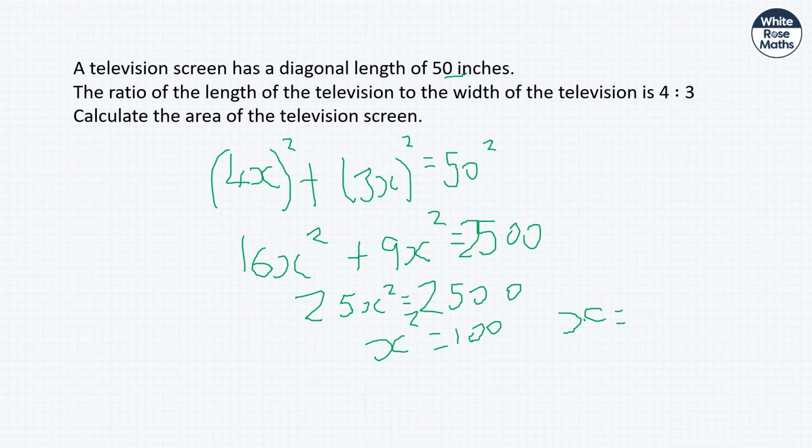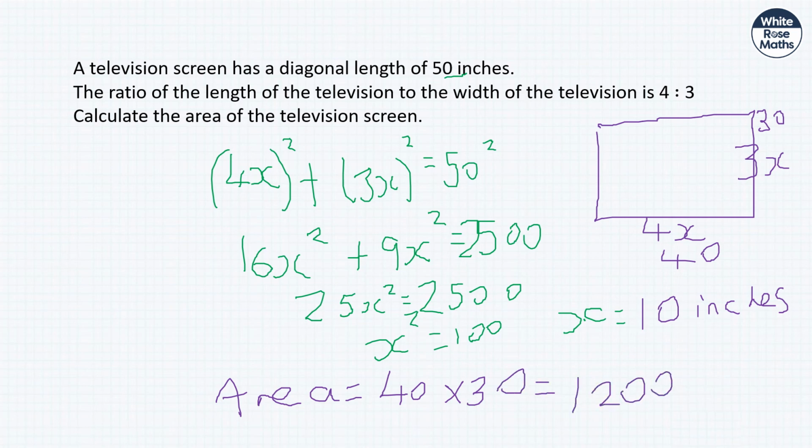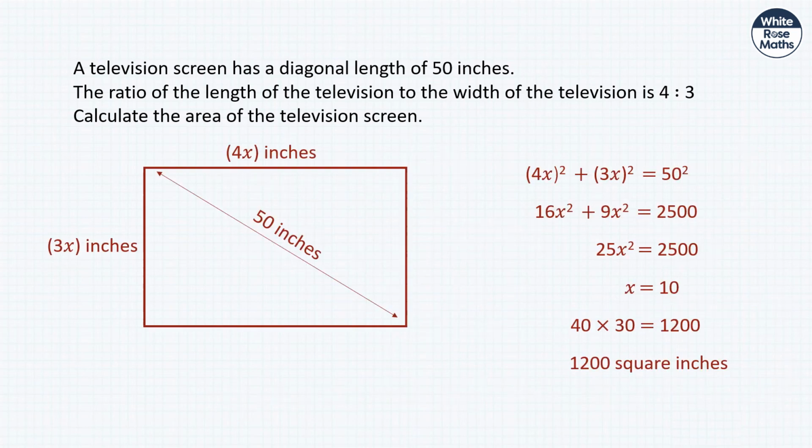So the area of the television screen is 4x and 3x, so that'll be 40 and that'll be 30. The area is length times width of a rectangle, or like a TV, you could say. So 40 times 30, which is 1,200, guys. So 1,200 inches squared. And there we go, guys. So there is my final answer.